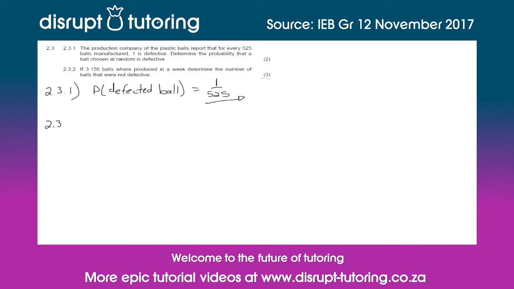And then in 2.3.2, they then say, if 3,500 balls were produced in a week, determine the number of balls that were not defected. For this one, we need to find out what the probability of a ball being not defected is. So remember that for every 125, one is defected. So that means the probability of not defected is equal to 124 out of the 125. So that's the probability of it not being defected.